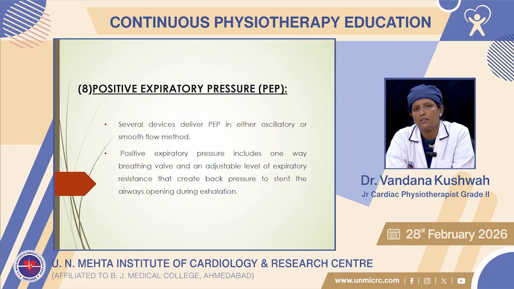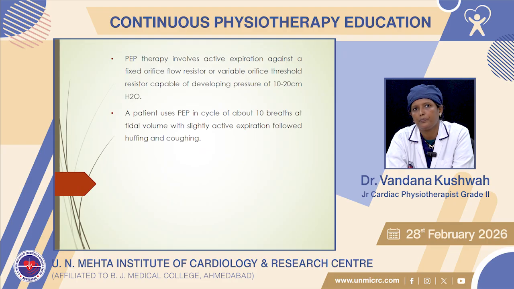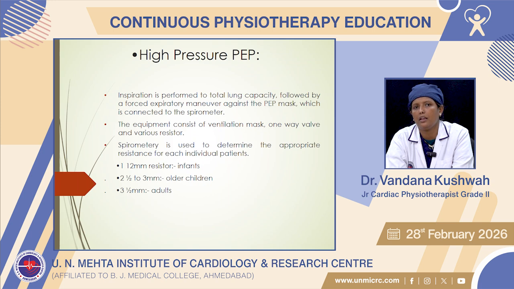Eighth is positive expiratory pressure, in which several devices are used. They deliver the PEP in either an oscillatory or smooth flow method. Positive expiratory pressure includes a one-way breathing valve and an adjustable level of expiratory resistance that creates back pressure to stent the airway opening during exhalation. PEP therapy involves active expiration against a fixed orifice flow resistor or variable orifice threshold resistor capable of developing a pressure of 10 to 20 cm H2O. A patient uses the PEP in cycles of about 10 breaths at tidal volume with slightly active expiration, followed by huffing and coughing.